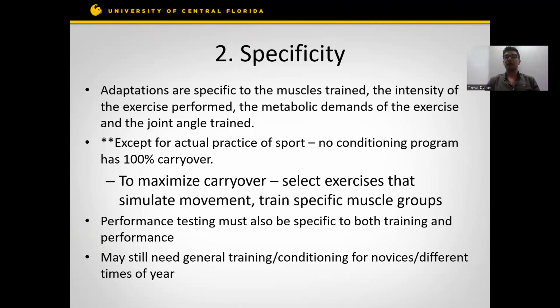to your sport. That's why you see a lot of sports use a squat, because you use your legs in pretty much every single sport. You see people doing sprints and stuff like that. Let's say for a long distance runner, you're probably not going to spend a lot of time sprinting because that's not very specific to your sport.